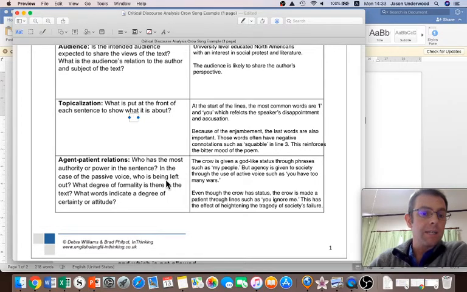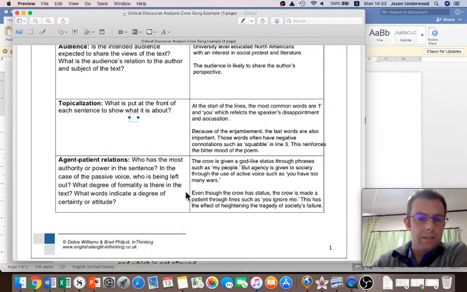Now, the last part here, agent-patient relations. I also found this question illuminating and it helped me understand the poem in a little bit more detail. I observed that the crow is given a godlike status through phrases such as "my people." But, and this is the key insight, agency is taken away from the crow and given to society by the use of active voice. And the example I have here is, "You have too many wars."